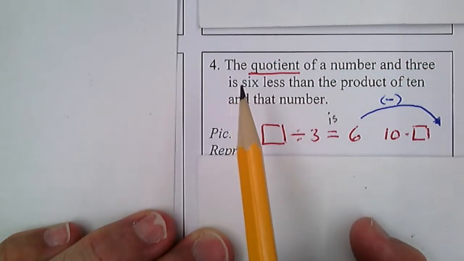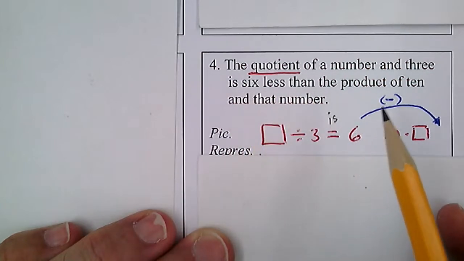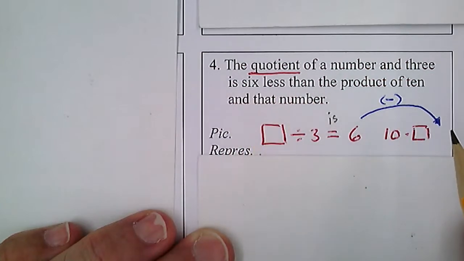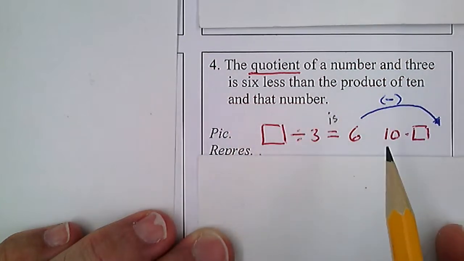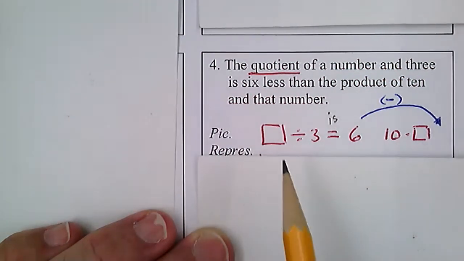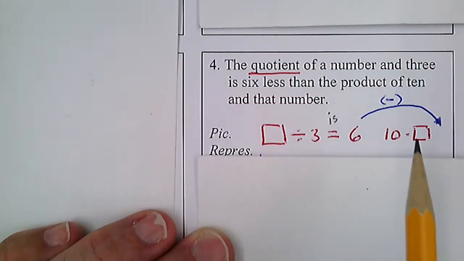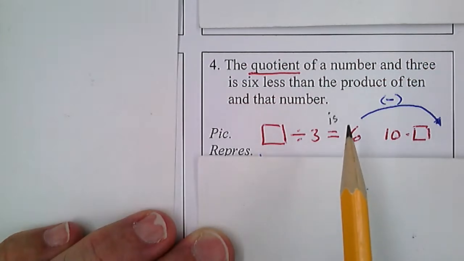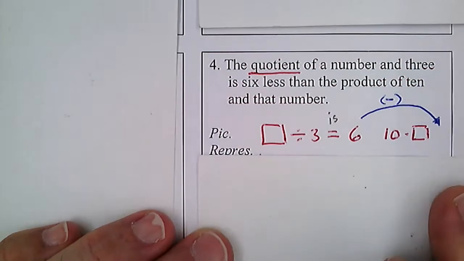And then this says 6 less than. That means we're going to take this 6, we have to move it to the back of the expression, and then the product of 10 and that number. So here's another private party happening, 10 times a number. Okay, so now let's go ahead and clean this up. So we're going to need a variable here, we're going to need a variable here, and we're going to need to put the 6 at the back because this was 6 less than.